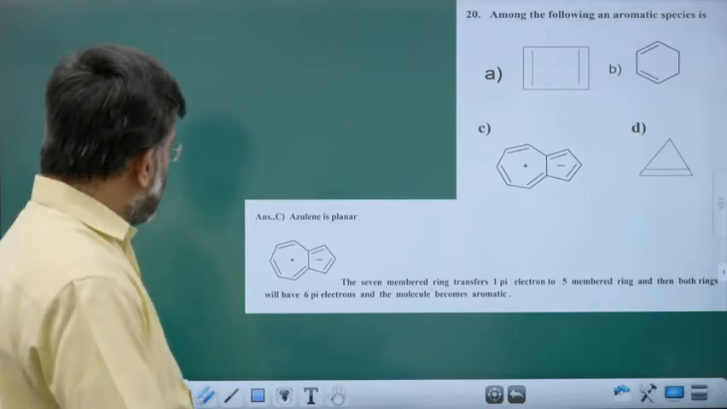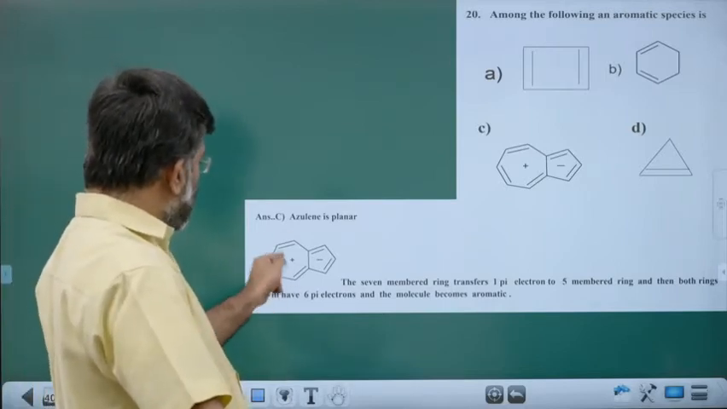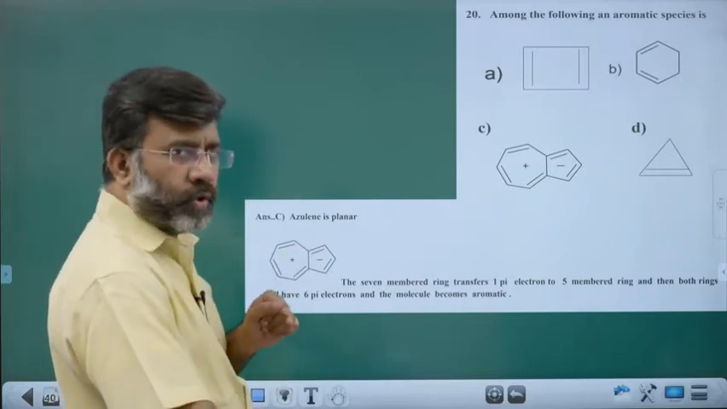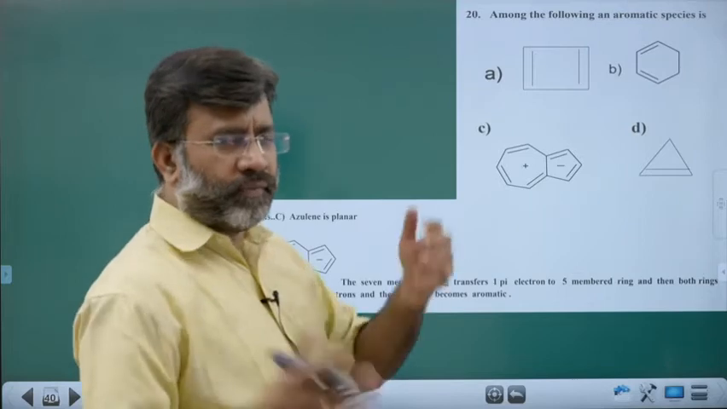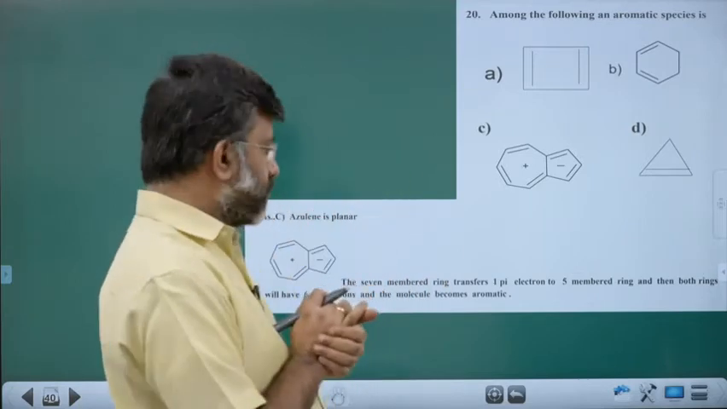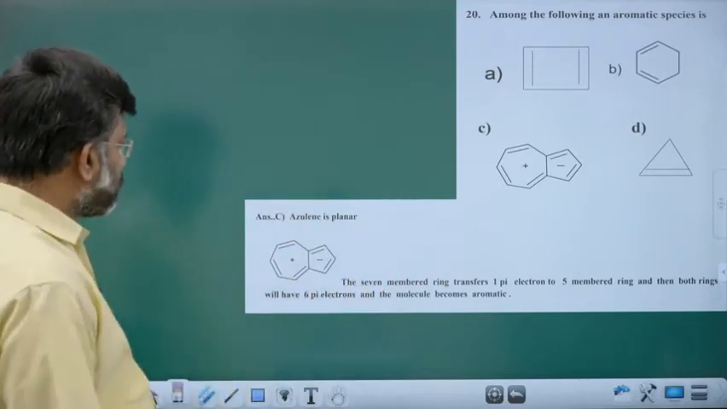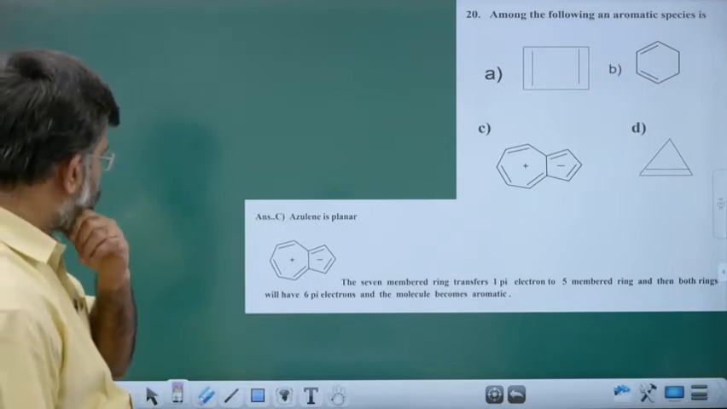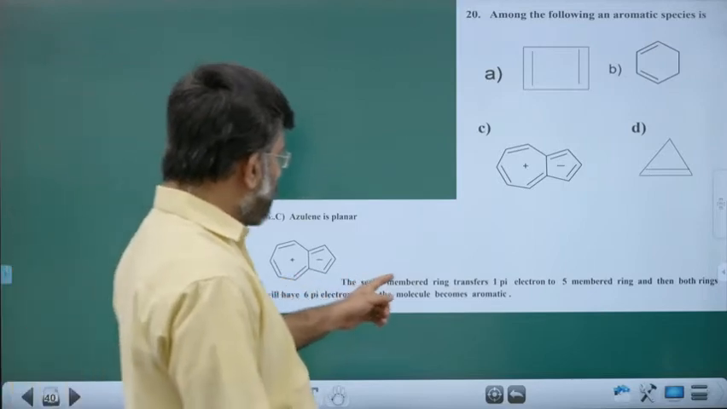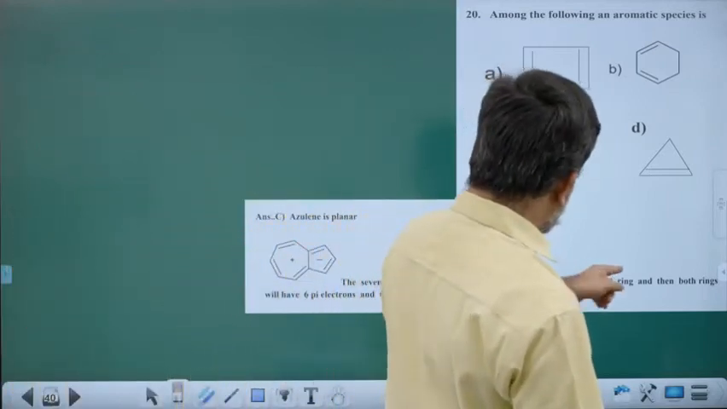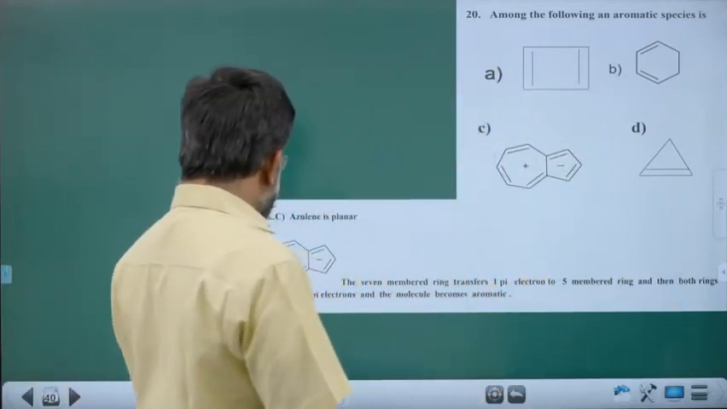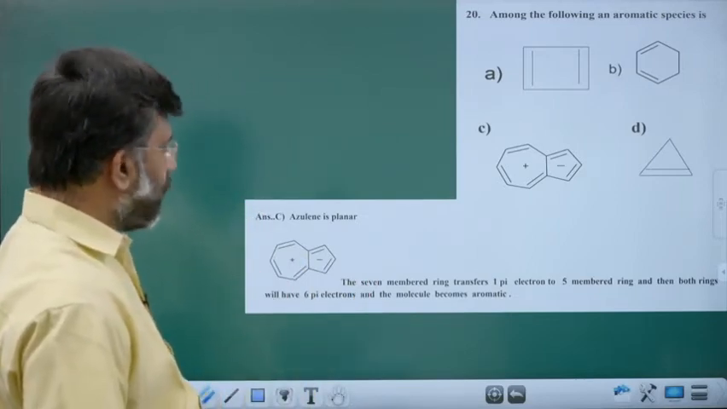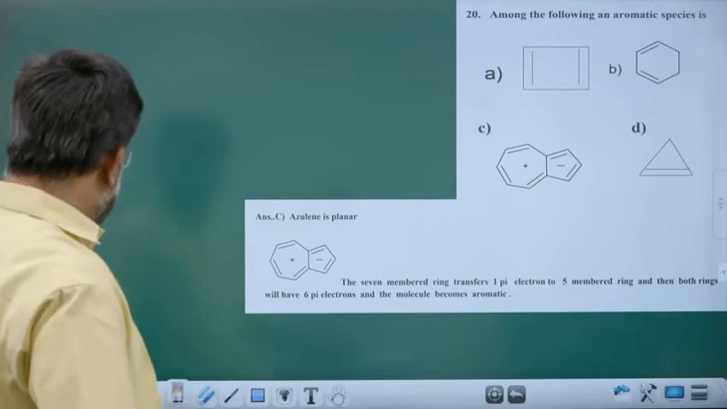So the 7-membered positive center is aromatic, the 5-membered negative center is also aromatic, and both refer to a fused ring aromatic system. The 7-membered ring transfers 1 pi electron to the 5-membered ring, and then both rings will have 6 pi electrons, and the molecule becomes aromatic. Okay. Next.